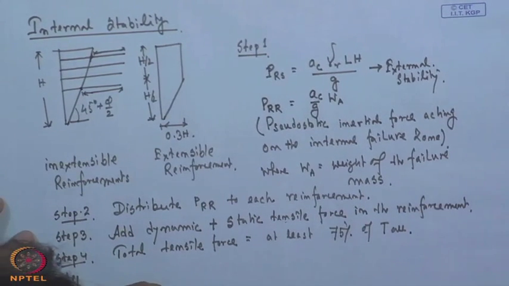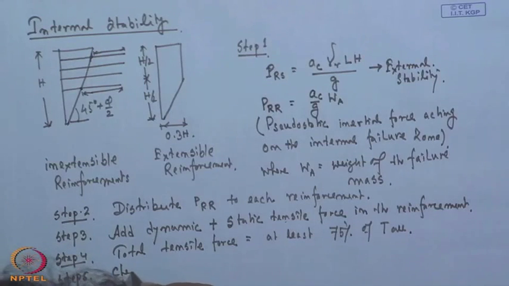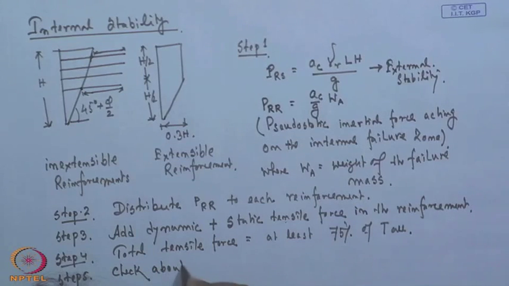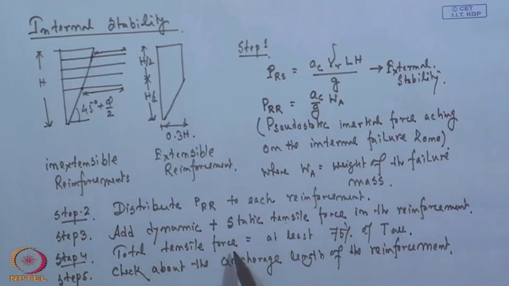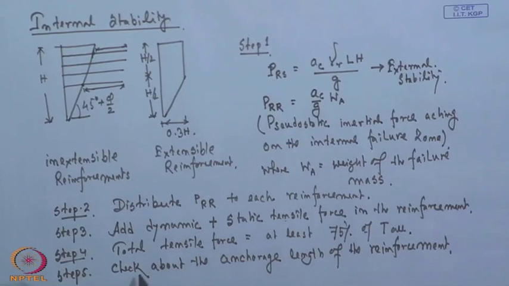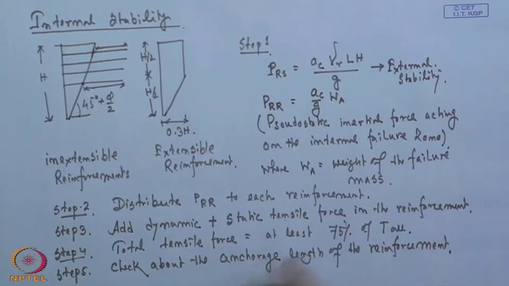Now, step 5, we have to check the anchorage length of the reinforcement also. Once we check the tensile strength of the reinforcement, there is another possibility: you have to check the anchorage length of the reinforcement, so that it can account for both static and dynamic conditions. You have to apply proper anchorage length beyond the failure surface, so that it can account for both the static and the dynamic condition.